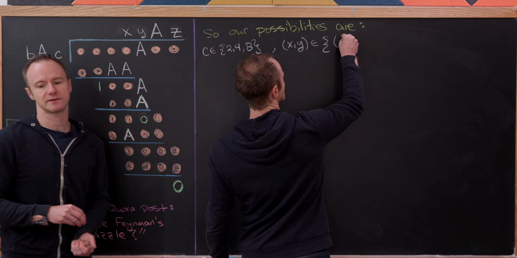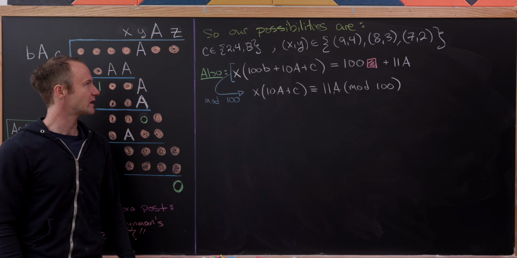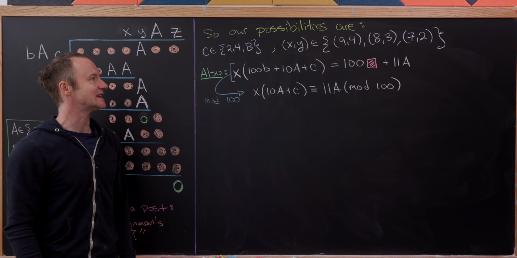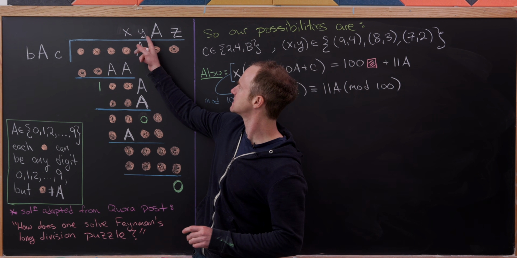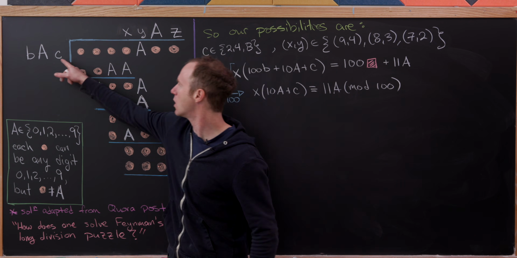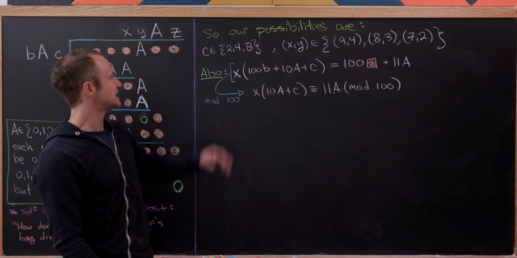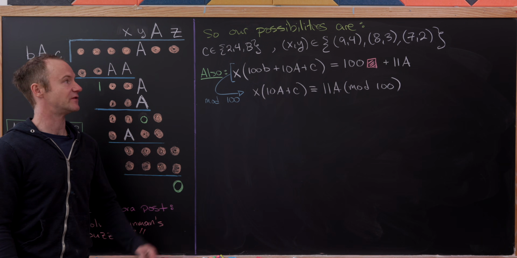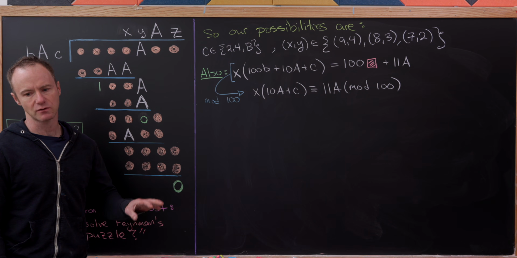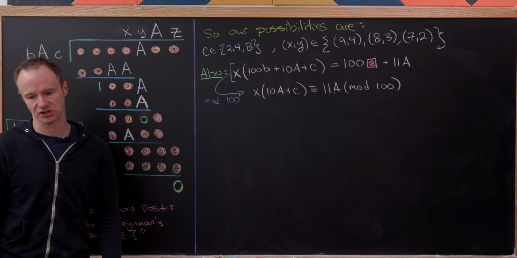Let's jump into it. So after all those calculations we just did, we came up with the following possibilities for c and xy, where recall that those represented the following digits in the quotient and the divisor. So we could have c equal to 2, 4, or 8, and then we could have the ordered pair xy equal to the ordered pair 9, 4, 8, 3, or 7, 2.